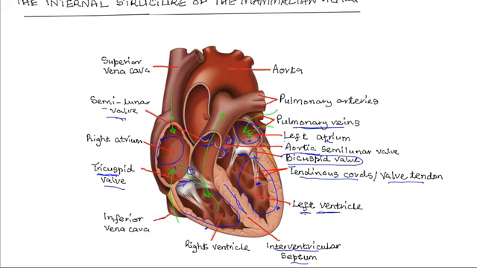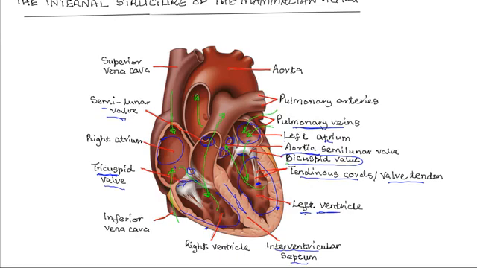When the left ventricle is full with the oxygenated blood, it contracts and pumps the blood out of the heart into the aorta through the aortic semilunar valve. So when the left ventricle contracts, the blood flows into the aorta and, through the aorta, is transported to the rest of the body.